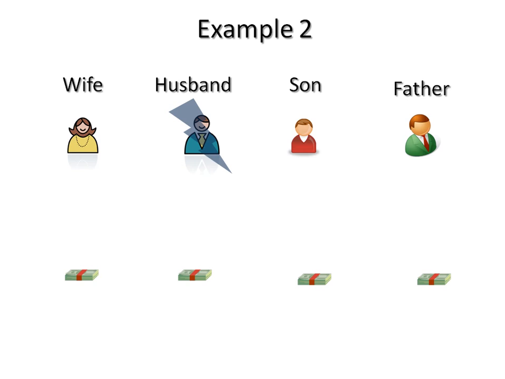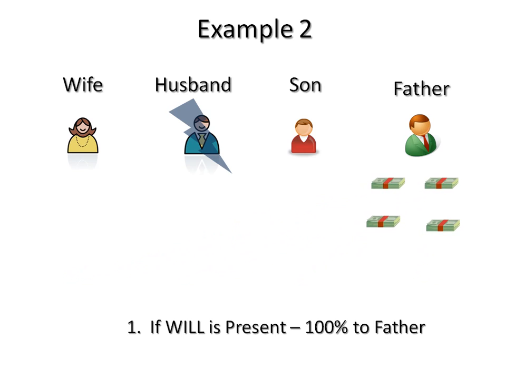Now, suppose husband dies and the will says that everything should go to my father. Now, in that case, everything will go to his father because in the will it is clearly mentioned. But what if will is not present? If will is not present, then can you see that wife and son belong to class 1, but father belongs to class 2? We have seen this earlier, that which relation belongs to which class.